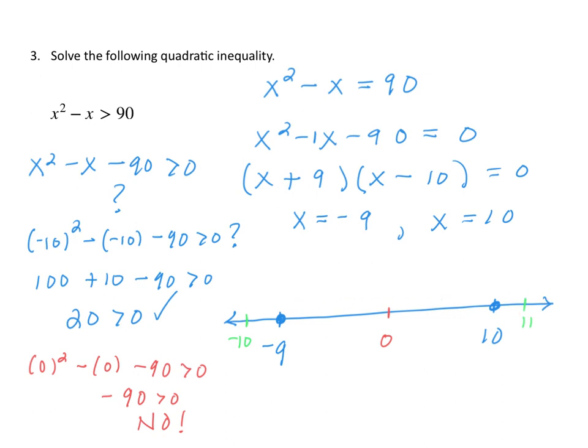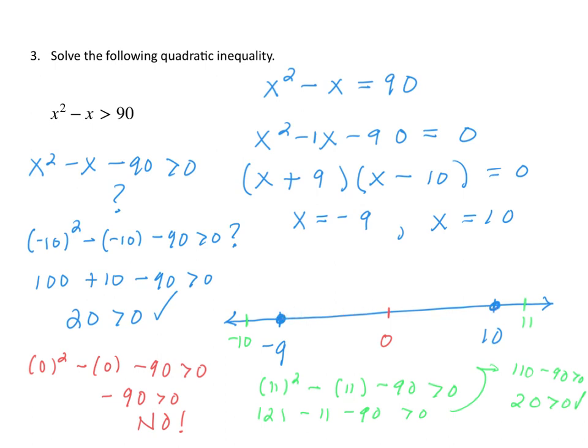I'll check that one as well. Is 11 squared minus 11 minus 90 positive? 11 squared is 121. Minus 11 minus 90. Is that greater than 0? Okay, 121 minus 11, that's 120 minus 10, that's 110 minus 90. Is that greater than 0? Oh, that's the same thing as last time. That's 20. And that's true. 20 is greater than 0. So this region works as well. That means I want to include this region, and I want to exclude all of this stuff.